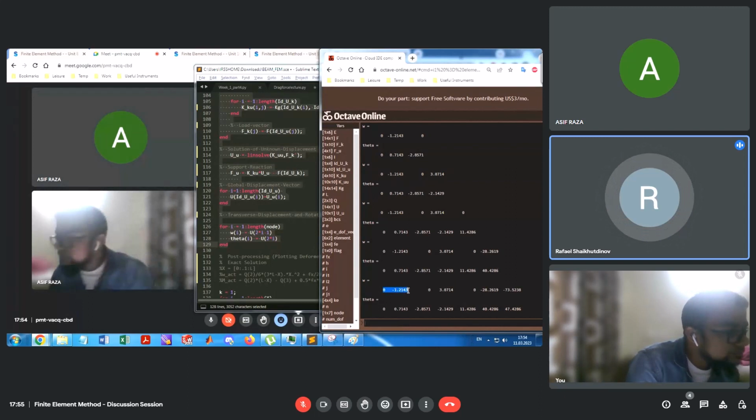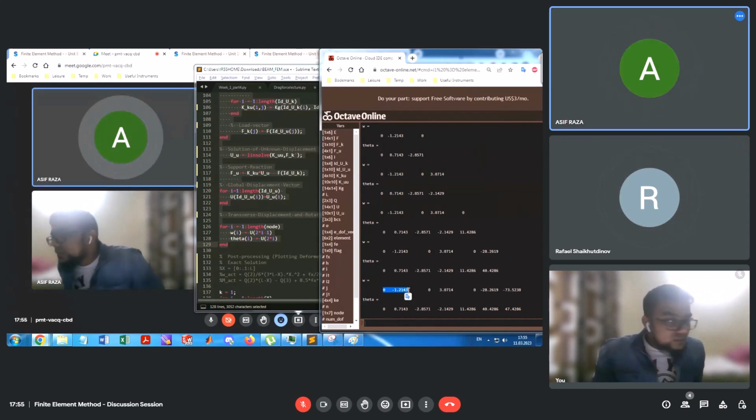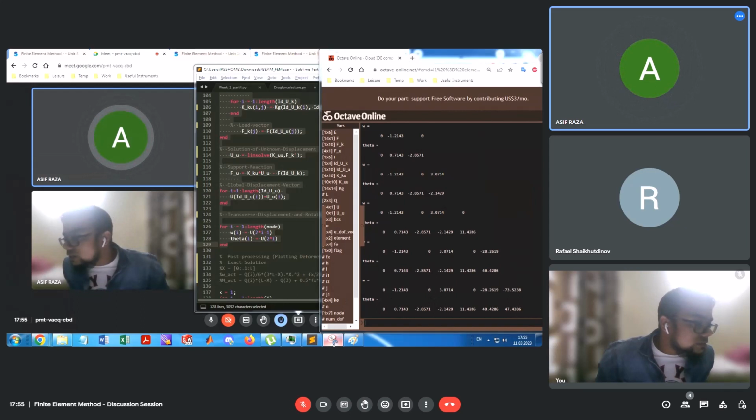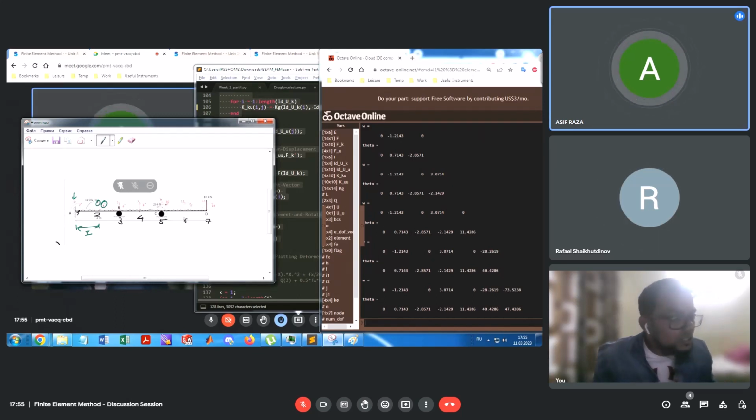Why do we have rotation in the first node? Ah, sorry, no, those are displacement. Rotations are theta. There are seven displacements and seven rotations. So W1 at node 1, W and theta are 0. So that is okay.